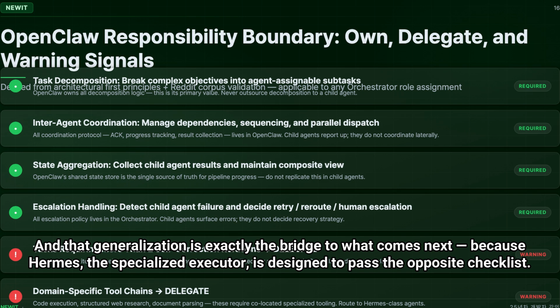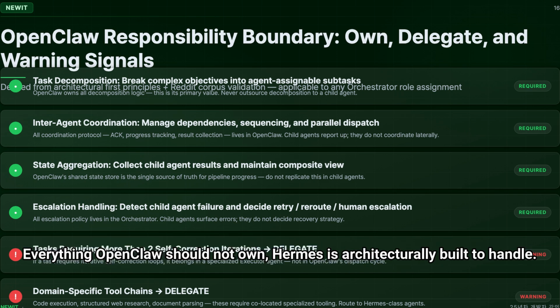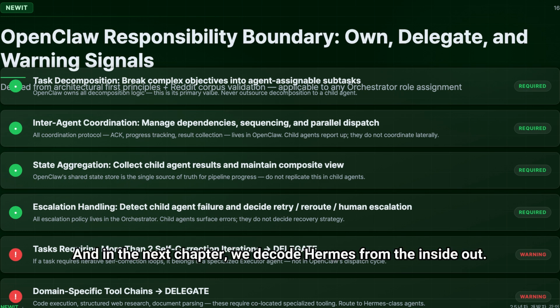And that generalization is exactly the bridge to what comes next, because Hermes, the specialized executor, is designed to pass the opposite checklist. Everything OpenClaw should not own, Hermes is architecturally built to handle. That is the combination pattern. And in the next chapter, we decode Hermes from the inside out.